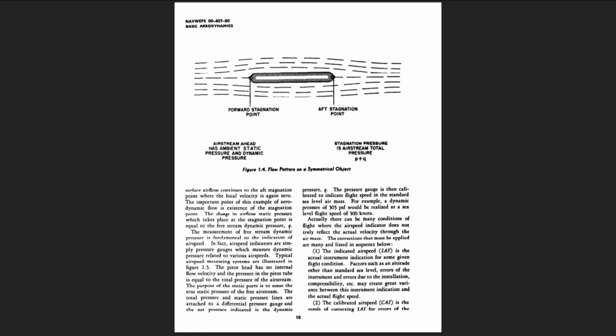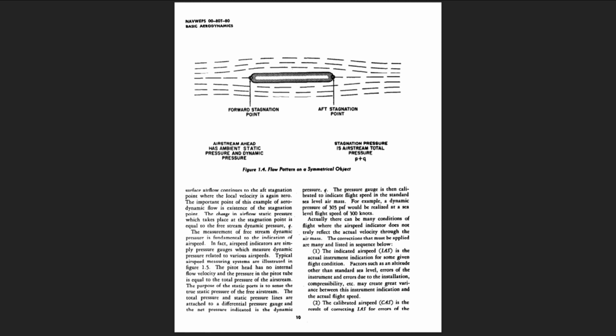Around the surface of the object, the airflow will divide, and the local velocity will increase from 0 at the stagnation point to some maximum on the sides of the object. If friction and viscosity effects are neglected, the surface airflow continues to the aft stagnation point where the local velocity is again 0. The important point of this example of aerodynamic flow is the existence of the stagnation point. The change in airflow static pressure which takes place at the stagnation point is equal to the free stream dynamic pressure, q.